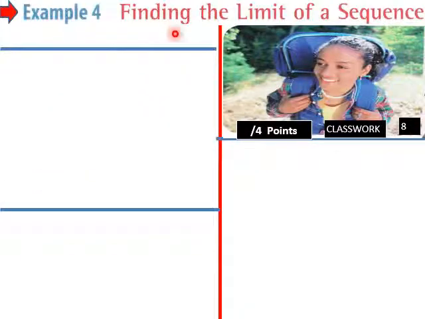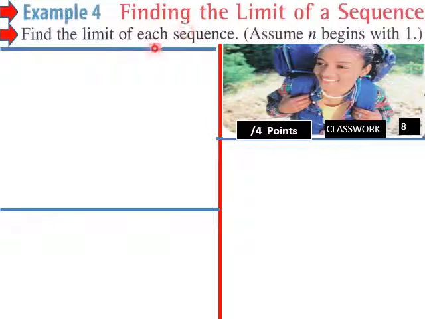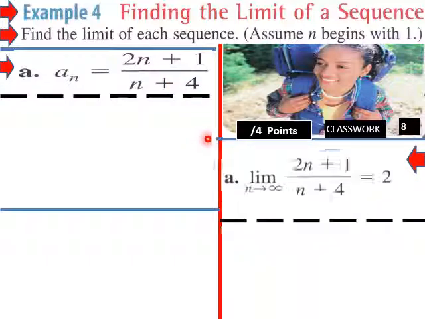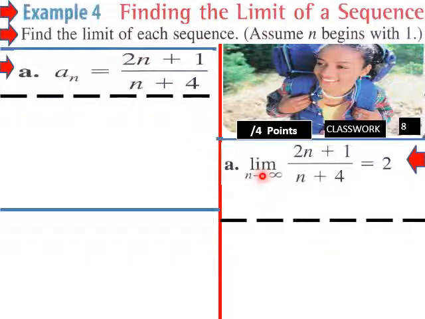So let's take a look at a few. Finding the limit of a sequence. Find the limit of each sequence. Assume n begins with 1. So a sub n equals 2n plus 1 over n plus 4. If we take n to infinity here, we will eventually get 2 as our result of that limit. So we have 3 over 5, 5 over 6, 7 over 7, 9 over 8, etc.